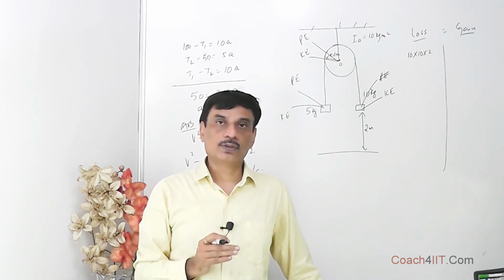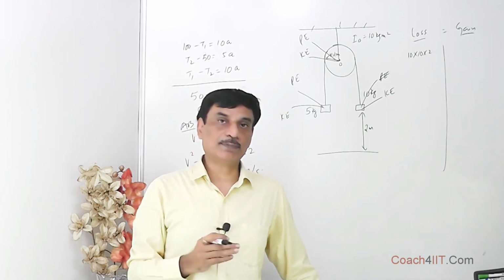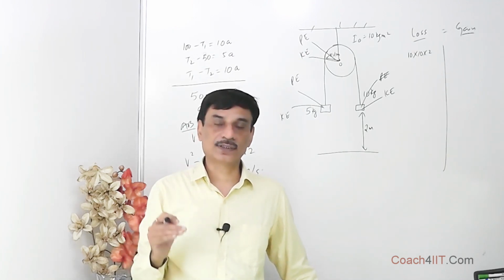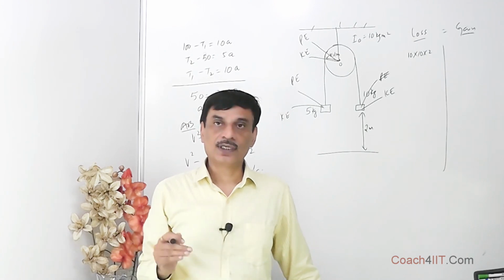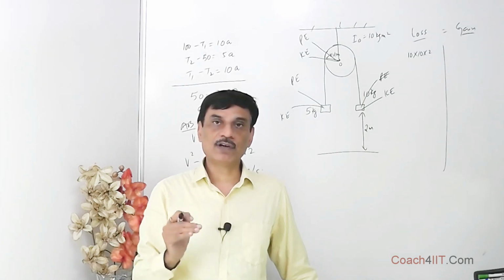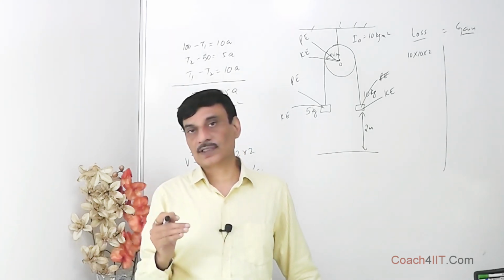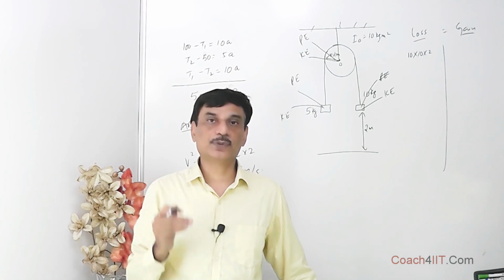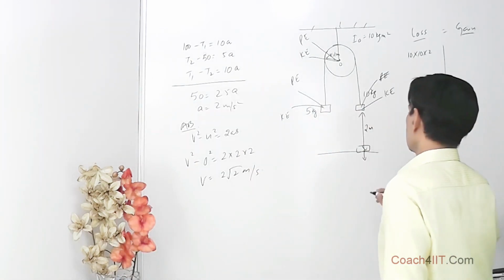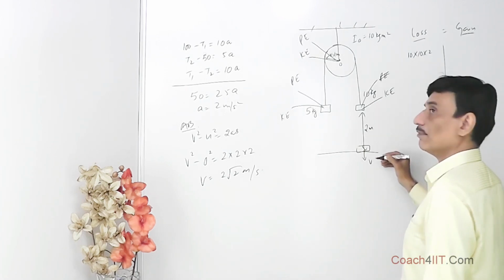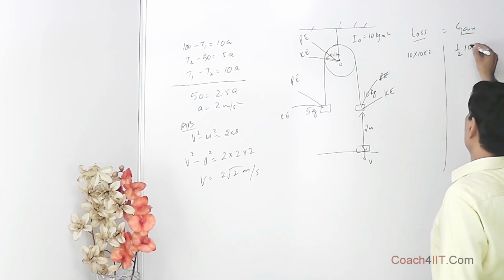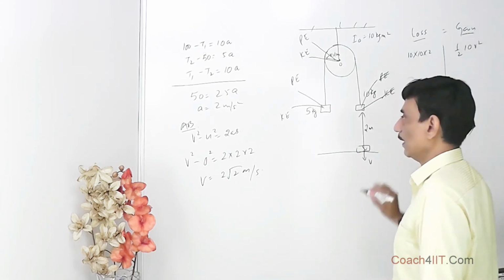We have done this earlier in the chapter work, energy and power. Whenever the height increases, the potential energy has increased. If there is a loss of height, potential energy has reduced. If the velocity increases, kinetic energy increases. If the velocity reduces, kinetic energy reduces. Over here the velocity is 0, and this block is going to strike the ground with velocity v. So from 0 to v the velocity has increased, so there is a gain of kinetic energy of half into 10 into v square. Both these terms have been dealt with.